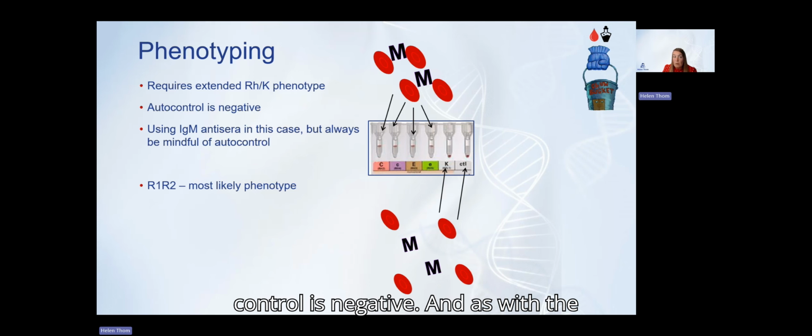The patient's autocontrol is negative, and as with the previous examples, this phenotyping uses IgM antisera, but just be mindful of the autocontrol when you are doing your phenotyping.